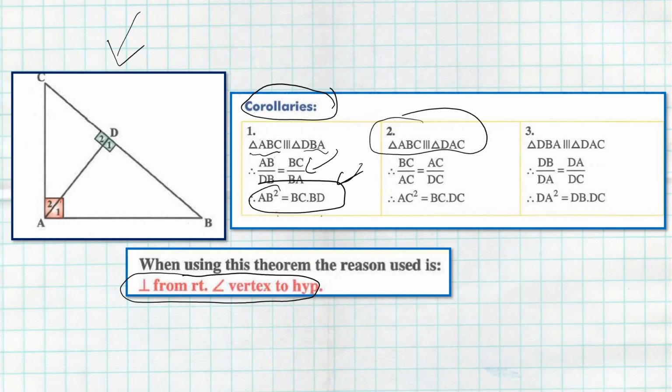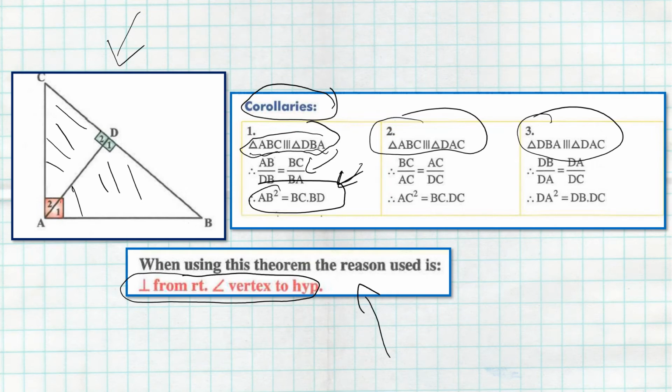Such as also in the second corollary, or second deduction, and also in the third deduction, where they made the similarity between the two smaller triangles themselves. They are also similar to one another. So if I see this kind of diagram, I'll say the smaller triangles are similar to one another, and they are also similar to the mother triangle. That's simply it. So when you say this one is similar to that one, the reason that you will provide is simply: because there is a perpendicular line from the right-angle vertex to the hypotenuse. So you just write this reason when you make this sort of deduction or corollaries. Okay, and I hope you understand.